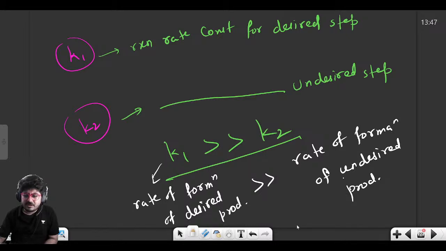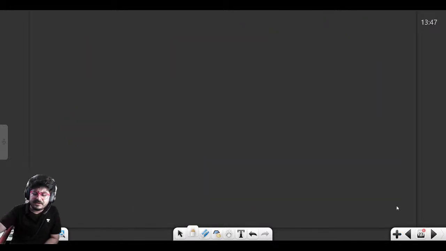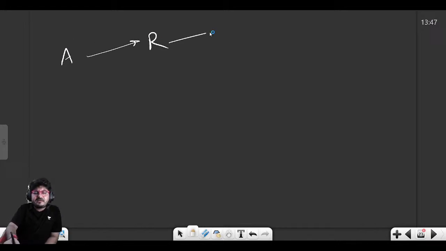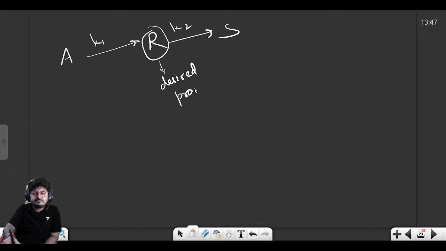Is it clear? If this is clear to all of you, then I have a question on selectivity itself. We will also talk about temperature. Suppose we have a reaction like A gives R gives S. Here the rate constant is K1, here it is K2, and suppose R is my desired product. Here the order of reaction for the first step is 2 and for the second step it is 1. Activation energy in the first step is, let's say, 90 and in the second step, let's say, it is 120.